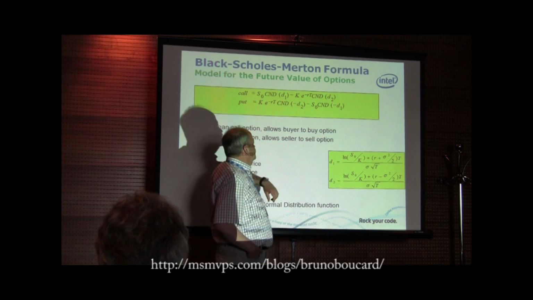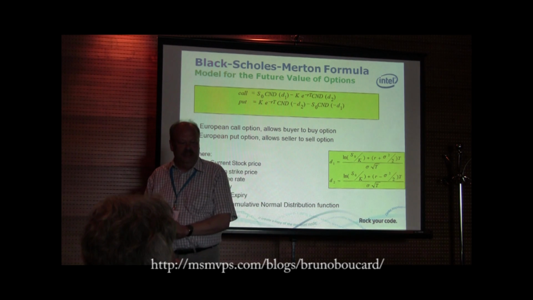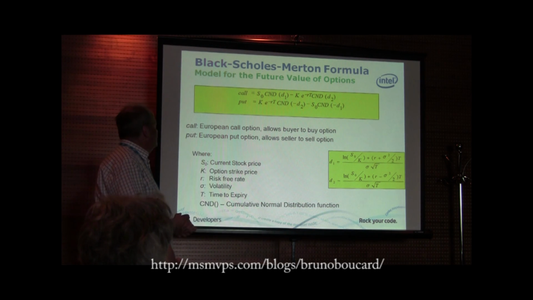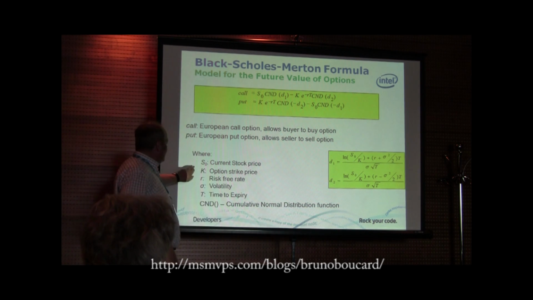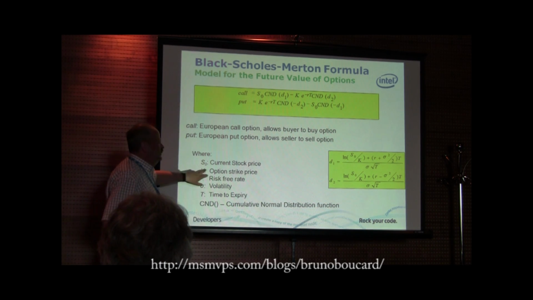And then you have here these 2 components. You see the logarithm is used, the division, the square root. And so it's a rather expensive formula to compute. Yeah, and the arguments are, you have the initial stock price, or the stock price, the current one. And then you have the exercise price of the option.